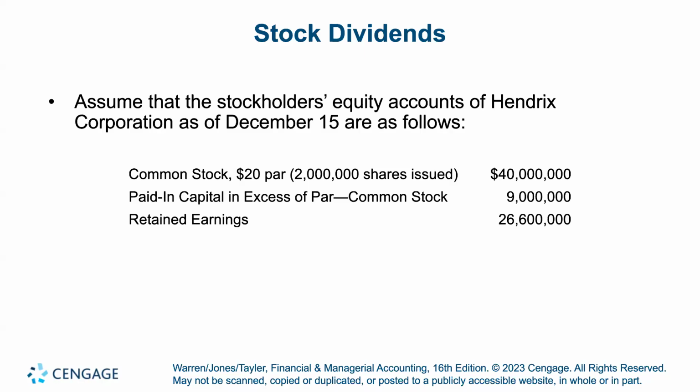It says, assume that the stockholders' equity account of Hendricks Corporation as of December 15th is as follows. You can see they have common stock, $20 par, 2 million shares issued. They have paid in capital in excess of par, meaning when they issued that stock, they got an additional $9 million more in capital than just the par value of the stock. And then they have retained earnings of 26,600. So one thing they might do is pay a stock dividend, which will take some of that retained earnings and in essence use it to issue some more stock without getting any new cash. Okay.